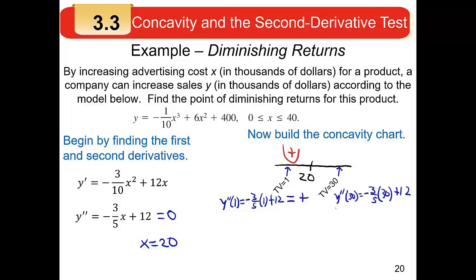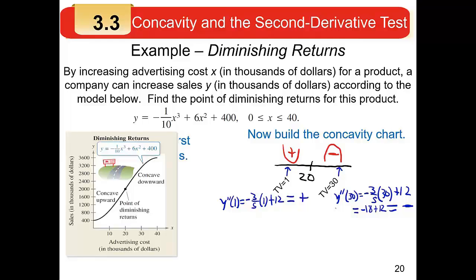If you take a test value to the right of 20, you could use 21, but why not just use 30? Seems like it'll be easier because of the 0 on the end. You'll end up with a negative number, which is concave down. That's the behavior that's indicative of a point of diminishing returns. Concave up on the left, concave down on the right. So x equals 20, and you can look at it from a graph, is the x-coordinate of the point of diminishing returns.